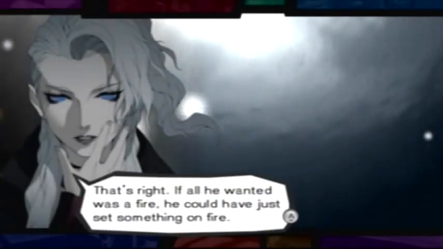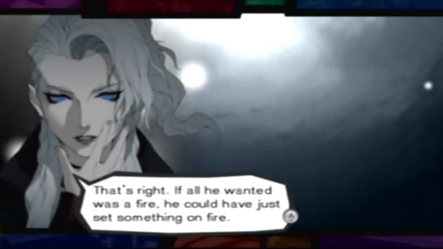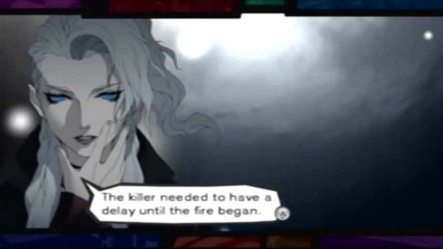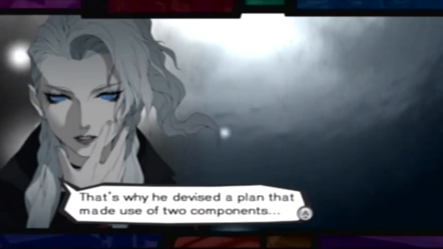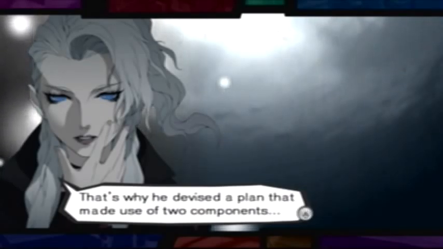That's right. If all he wanted was a fire, he could have just set something on fire. The killer needed to have a delay until the fire began. That's why he devised a plan that made use of two components.